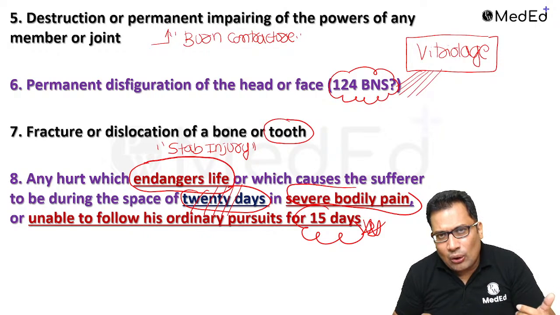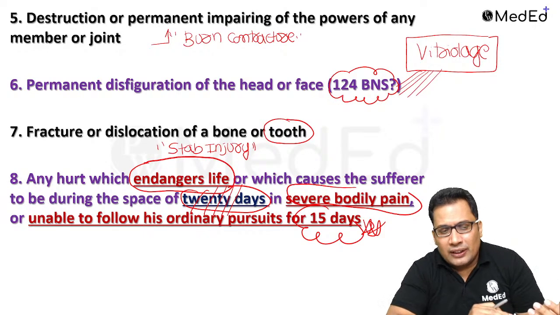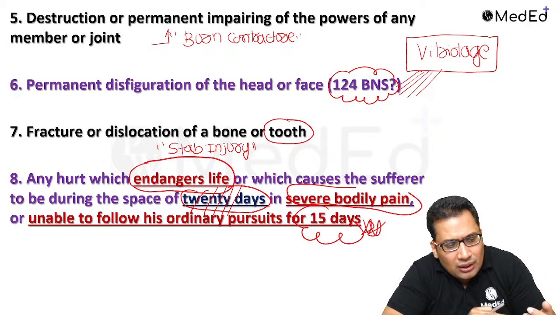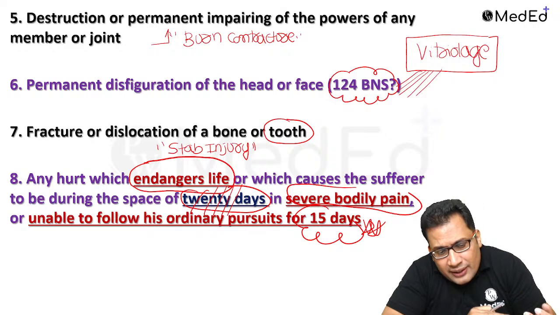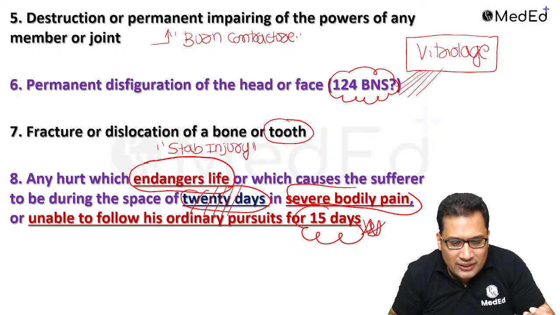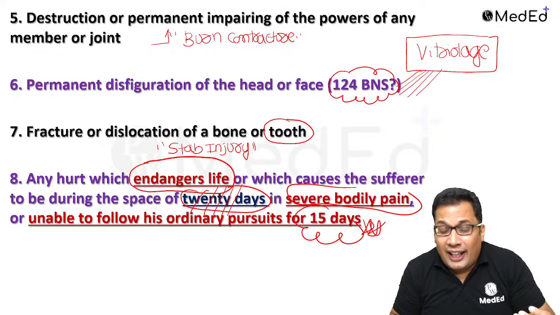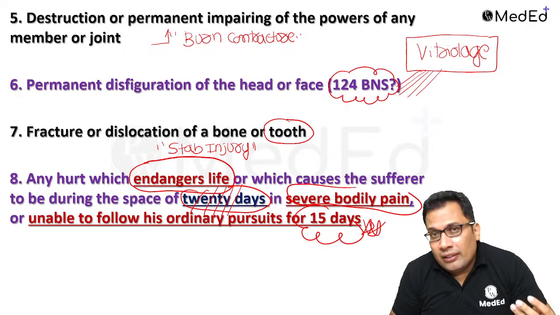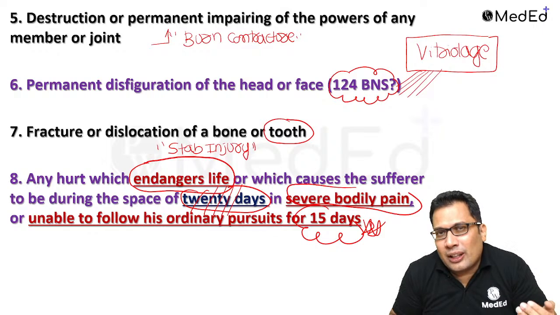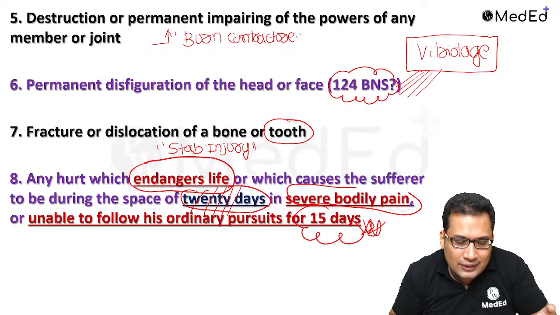There are 8 clauses we discussed. The 5th one is about the destruction or permanent impairing of the power of any member or joint. Then permanent disfiguration of head or face, fracture or dislocation. Lastly, the eighth clause, which has three subclauses. Subclause number one: endangers life. Then severe bodily pain. The person is unable to do ordinary pursuits for about 15 days.